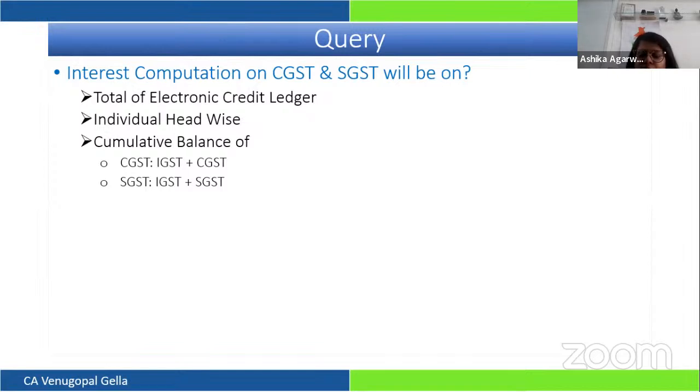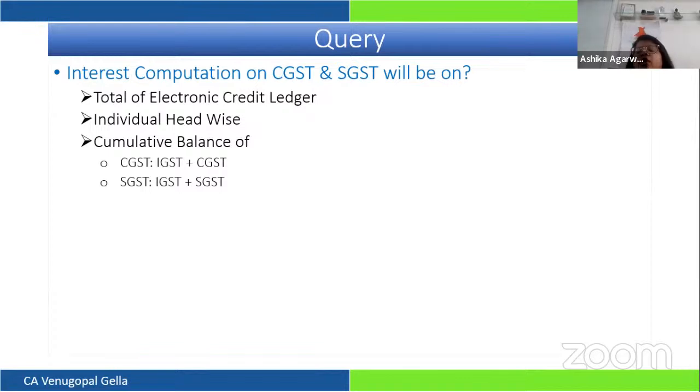Reason being, as you all know, they have prescribed the order of utilization of the electronic credit ledger. They said first you exhaust IGST fully, then after exhausting IGST, you can use C against C and I, or S against S and I. Due to this order, every time IGST gets exhausted, that's why they came up with this interest circular to clarify that you have to consider total ITC, not head-wise.